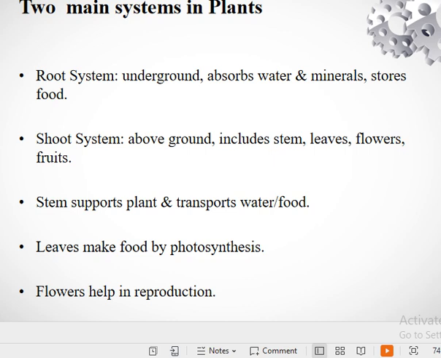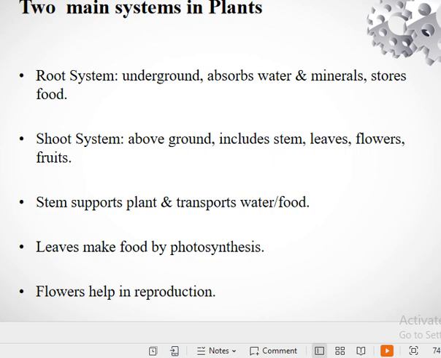Two main systems in the plant: root system and shoot system. Root system is the part of the plant that grows underground, absorbs water and minerals and stores food. Shoot system is the part of the plant that grows above the ground, and includes stem, leaves, flowers and fruits.